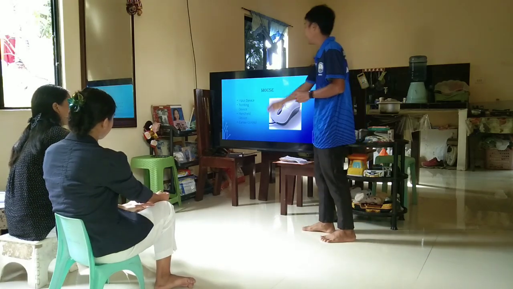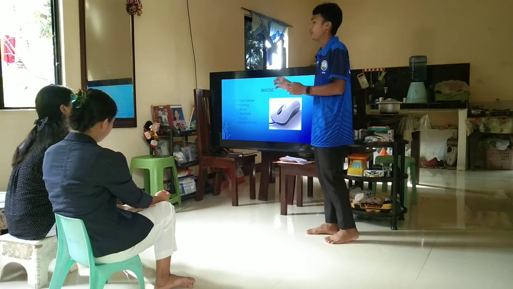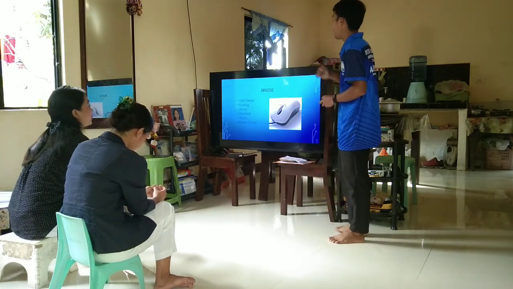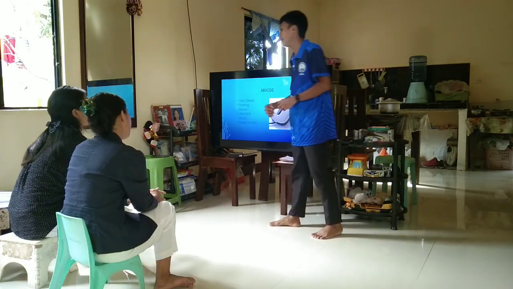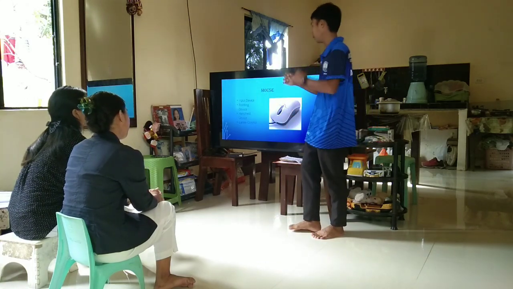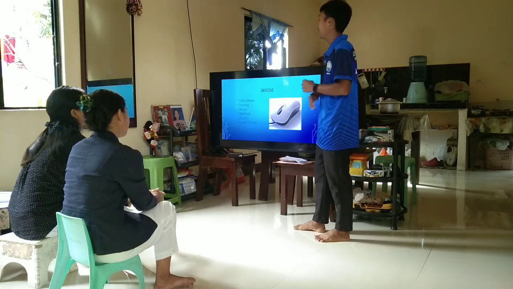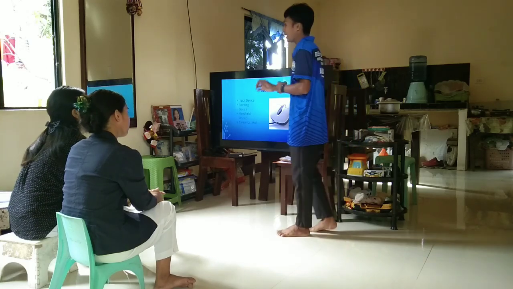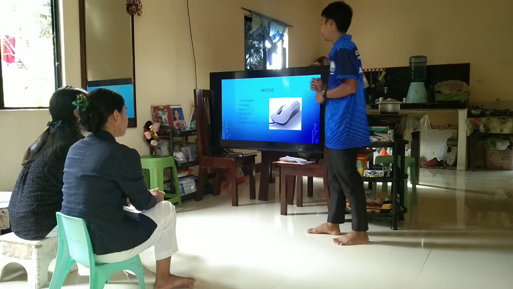Okay, a mouse is a handheld device. Obviously, a mouse is a handheld device because we use our hands to move this thing. Okay, the last one is the cursor control. Like what I said earlier, this is a cursor control because it is the one responsible for locating any applications or any documents inside of the monitor. That's why a mouse is a cursor control.